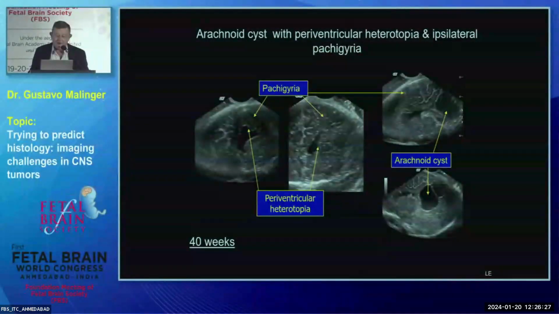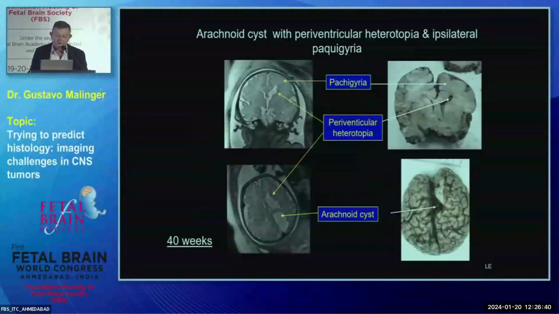The presence of arachnoid cysts: when you see any arachnoid cysts, please look at the rest of the brain, because arachnoid cysts that are supratentorial and infratentorial have also been associated with malformations of cortical development. I showed you these images yesterday.